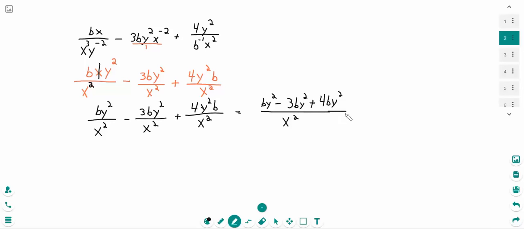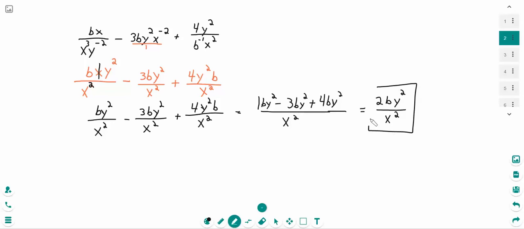And now, lo and behold, we can actually see that all 3 of these terms are like terms in the numerator. The variables are all the same. So we can combine their coefficients. The first one has a coefficient of 1. So a 1 minus a 3 is a negative 2. And then a negative 2 plus a 4 is going to be a 2. So we end up with 2by squared all over x squared.